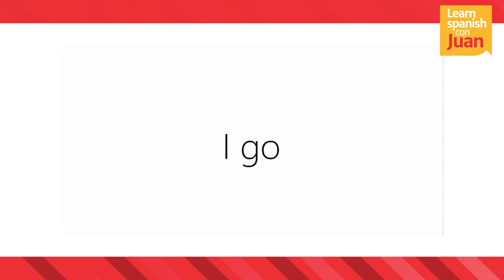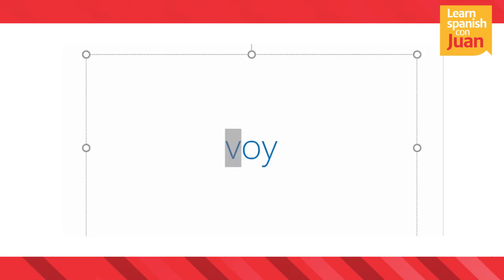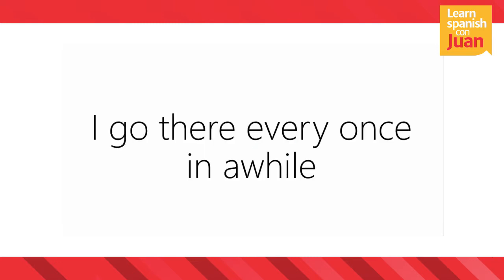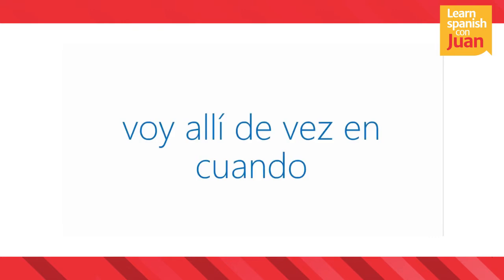To say I go in Spanish is voy. It sounds like the English word boy, because the V in Spanish tends to carry a strong B sound. So boy means I go. And the word for there is allí. How would you say I go there? Voy allí. Now what we want to do is say, I go there every once in a while. How would you do that? Voy allí de vez en cuando.